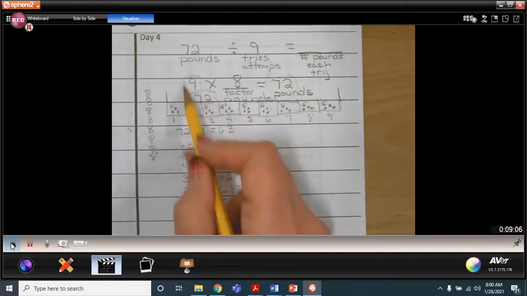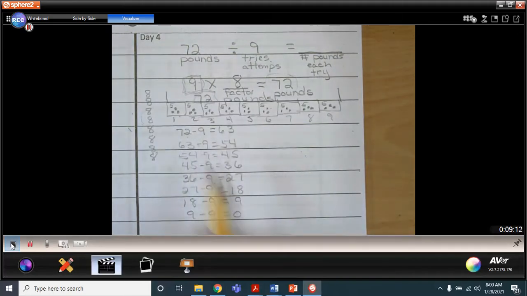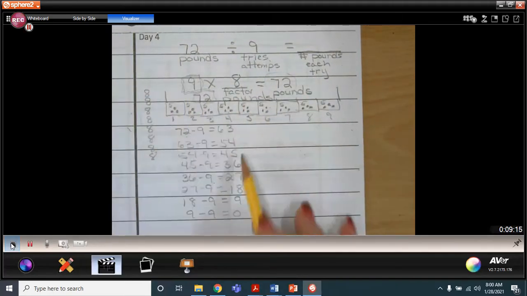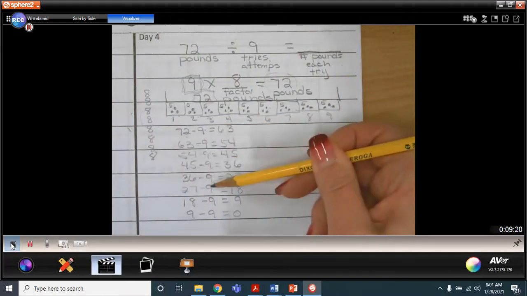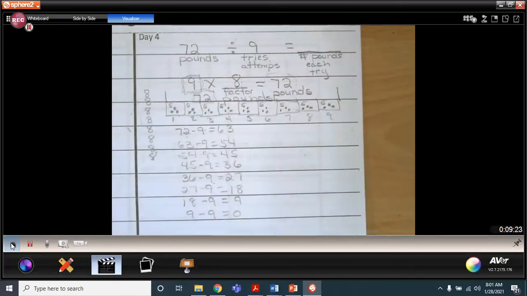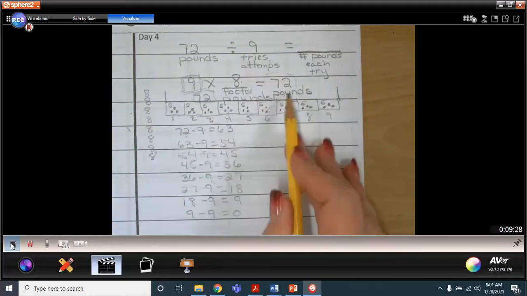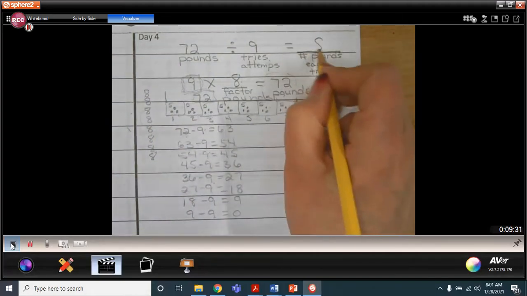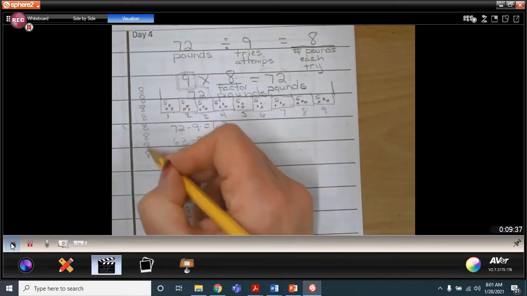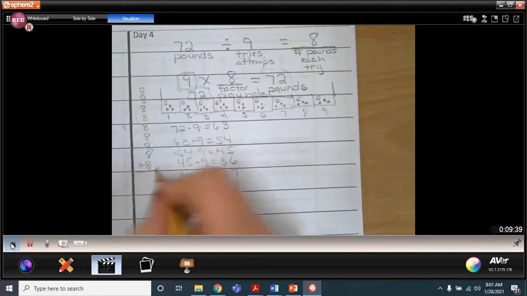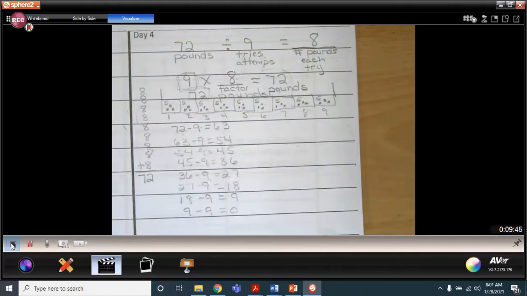So since I know one of my factors, I can just take that factor and continue to subtract it from my total until I find out how many times I subtracted 9. Well, 1, 2, 3, 4, 5, 6, 7, 8. I subtracted 9 8 times. So again, if I add it all back up, that would make 72. And finally, one more would make 9. And I do know that that's going to be 72 because I know my multiplication facts fluently.